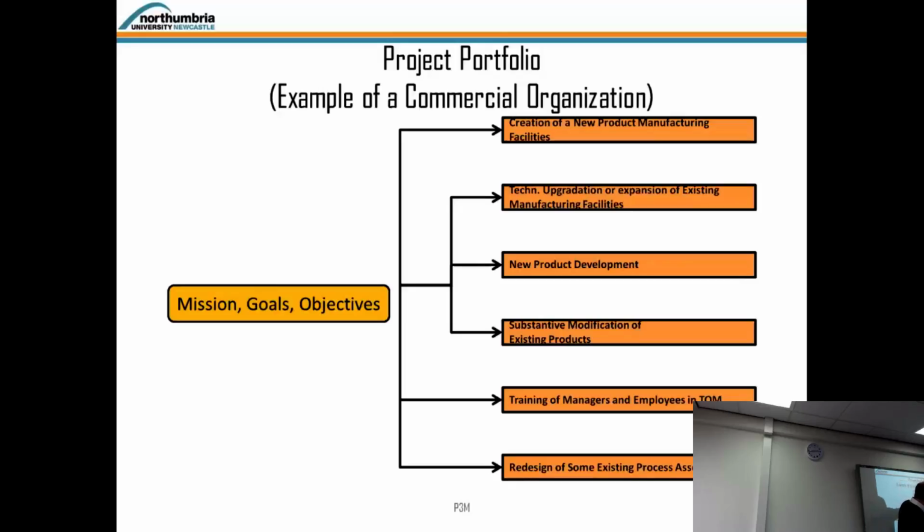So here we have again a subset, which is quite interesting. Let's have a look what that is. We have number one, technical upgrading, this is a typo, or expansion of existing manufacturing facilities, maybe new product development as part of the frame, and then as well substantive modification of existing products. So again, what could that be? Why do you think this could be grouped?